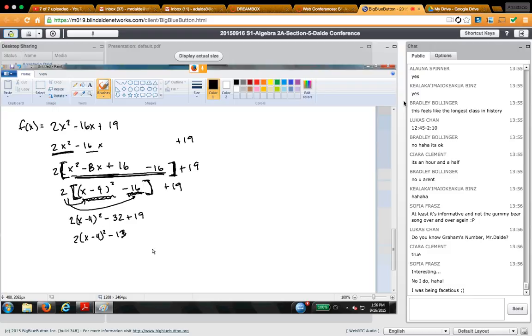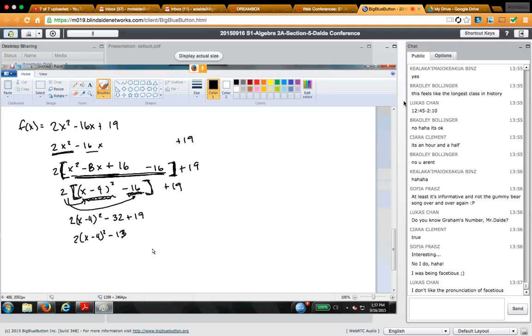And this problem is amazing because now you can graph this, and it's pretty easy. You move it down 13 units, you move it to the right 4 units, and you vertically stretch this thing, making the parabola skinnier.